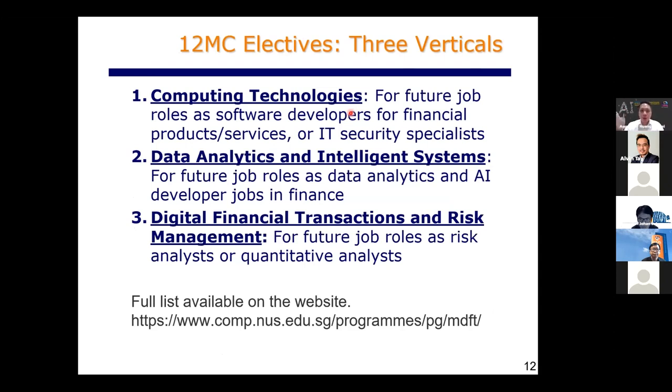The first group is computing technology. The second group is AI and data science. The third group is digital financial transactions. For the full list, you can find it on our website, because the list is not short. It's not like only three classes; each one has about 10 classes.